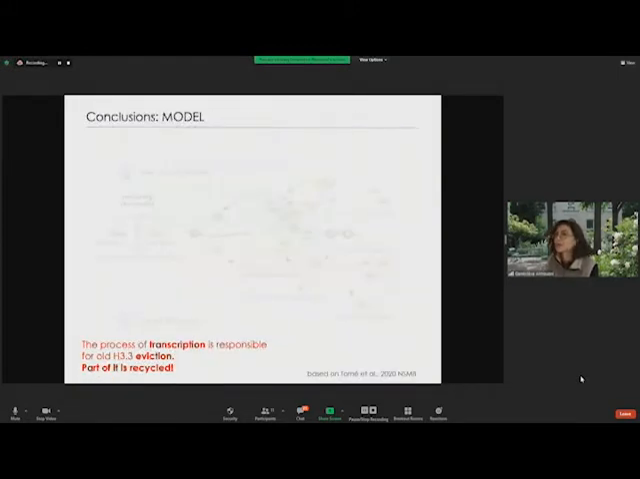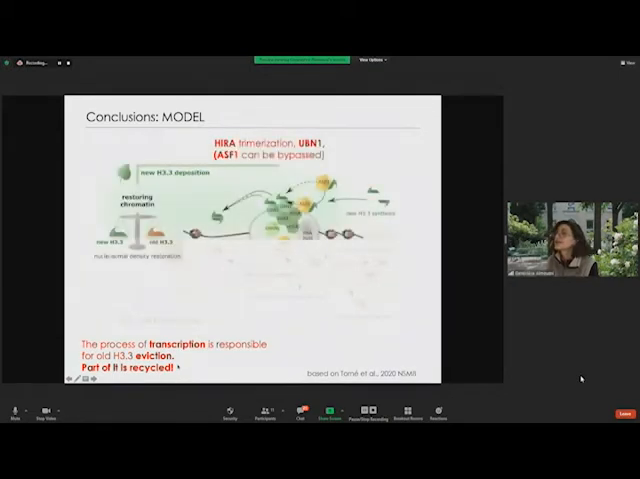So basically, what we can conclude at this point in time is that the process of transcription is responsible for eviction of old H3.3, and part of it is recycled. This entails, of course, a balance where there's new H3.3 and old H3.3, important for the restoration of nucleosome density. And so this is how we depict new H3.3 deposition, this pathway where the complex of HIRA involves its trimerization and UBN1, and ASF1 can be bypassed in this context.